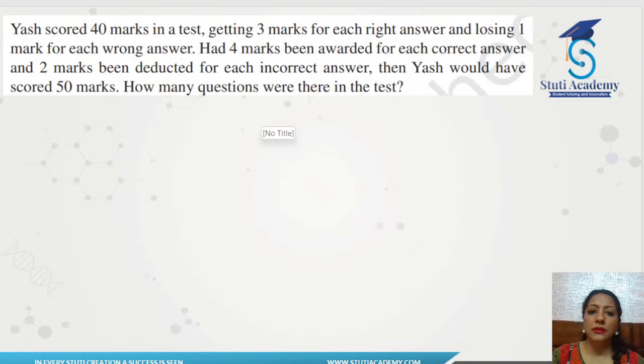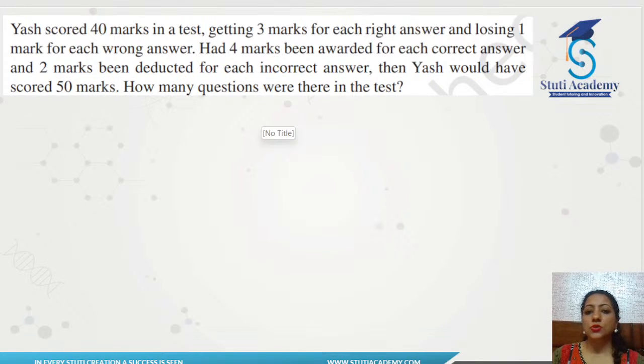Let us now discuss the next question. This is also an NCERT based question. Yash scored 40 marks in a test, getting 3 marks for each right answer and losing 1 mark for each wrong answer. So it's given to us that Yash has scored 40 marks. He scores 3 marks for every right answer and he loses 1 mark for every wrong answer.